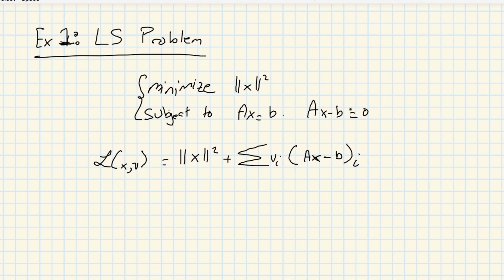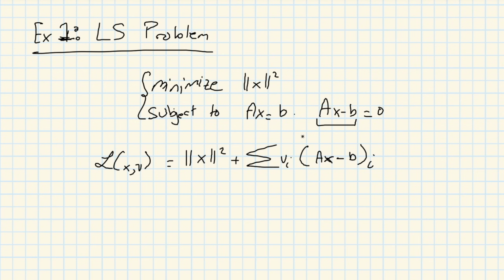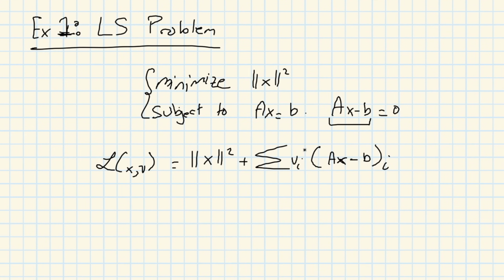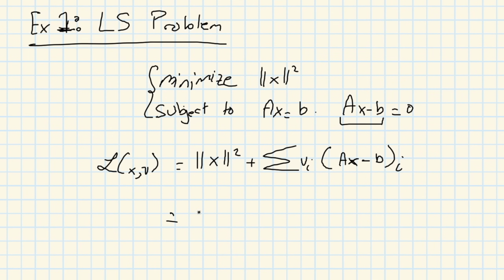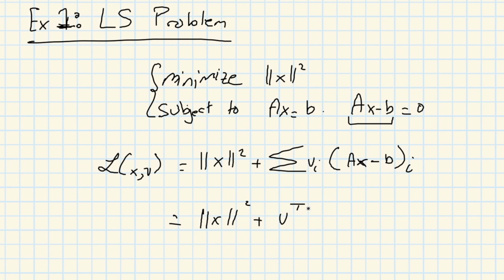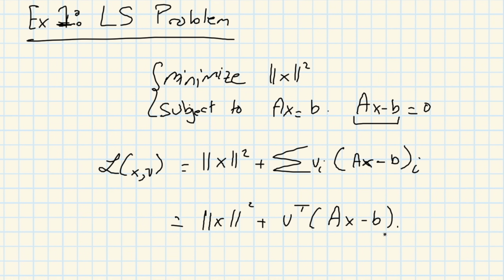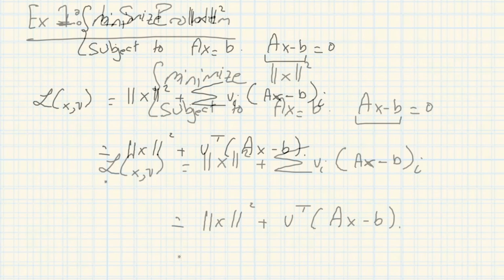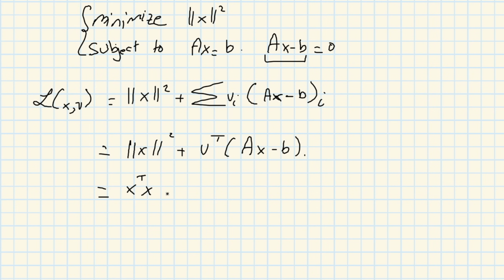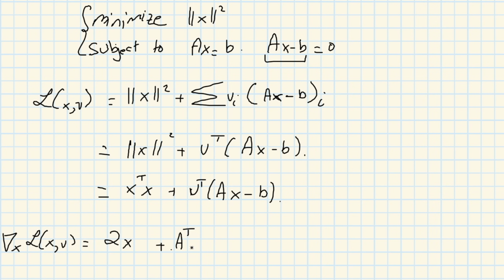Ax minus b is equal to 0, and this is my h of x, which is a vector. Now, if I look at the ith component, I could weigh it or multiply it with nu i. Another way of writing this is nu transpose times Ax minus b, right? The same thing. And another way of writing the norm of x is x transpose times x. Now, if we want to minimize, or find the infimum with respect to x, all I have to do is take the gradient with respect to x of the Lagrangian. That is simply 2x plus A transpose nu. Set it to 0, and you will get that x is minus half A transpose nu.